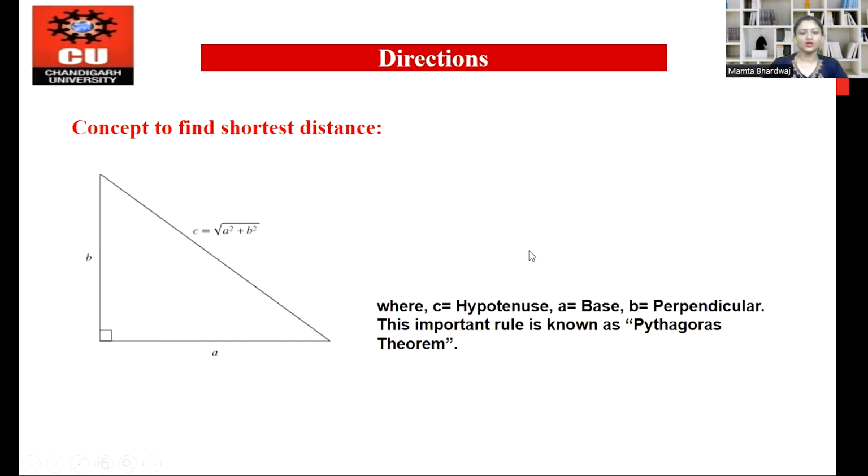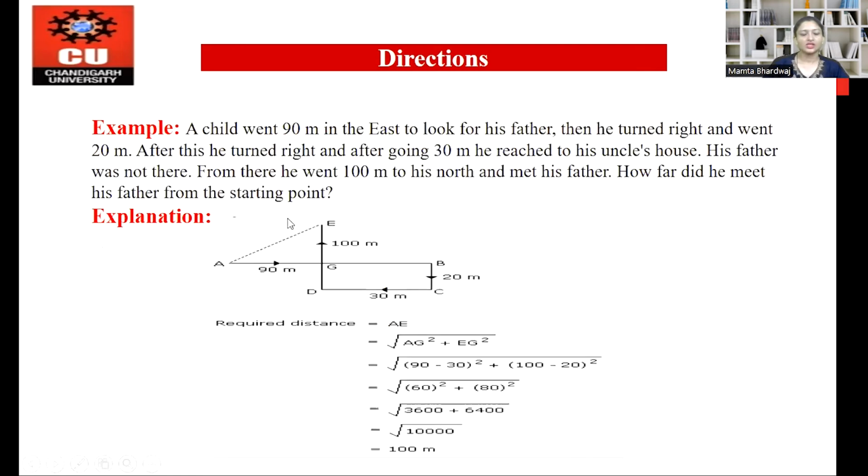Now we are going to do the concept of how you can find the shortest distance. If you have to find the distance, always try to find the shortest distance if possible. How can you find the shortest distance? We'll make a right angle triangle. Here hypotenuse, base, and perpendicular are there. Using the Pythagoras theorem, we can find the longest side as the square root of the sum of the squares of both these sides, base and perpendicular. So let's take one example.